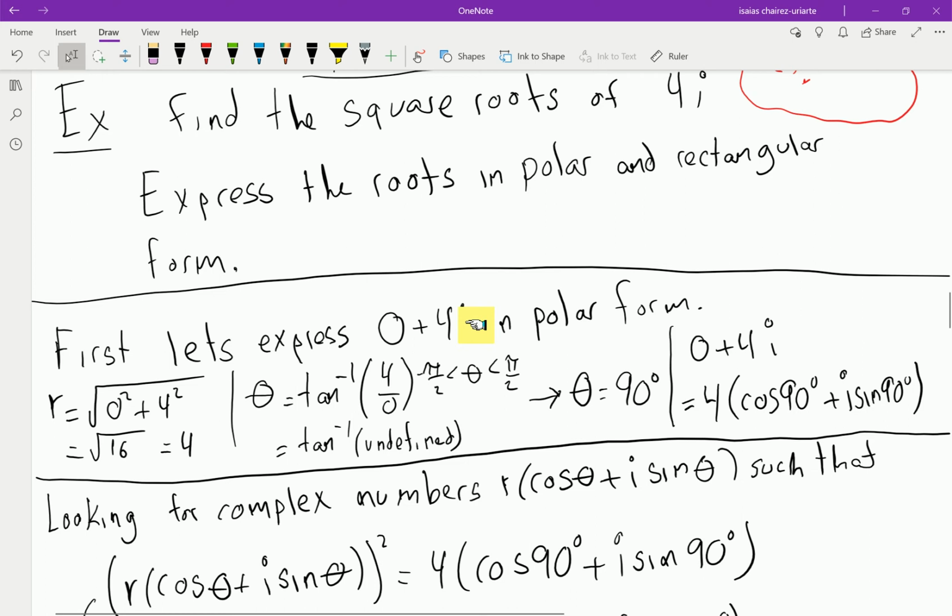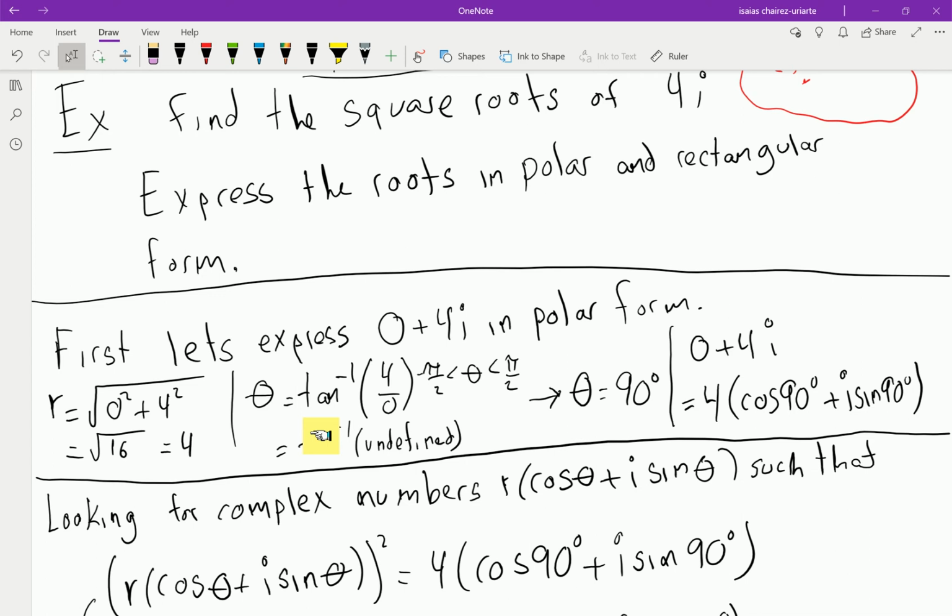Here it gets a little more interesting. I have to find the angle, the argument of this complex number. That's going to be tangent inverse of the imaginary part divided by the real part. Remember that the range of tangent inverse is between -π/2 and +π/2. But 4 over 0 is undefined, so we get into a weird situation. For which angles is tangent undefined?